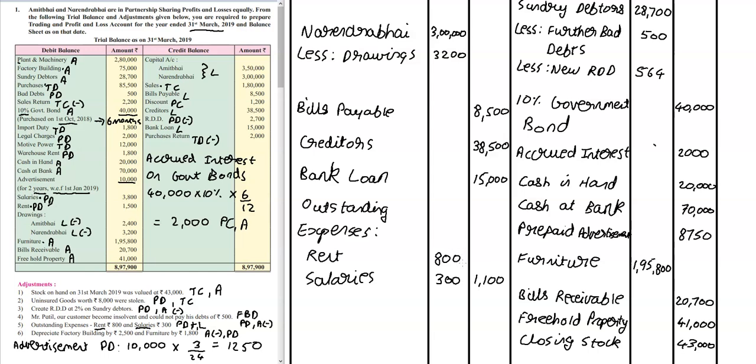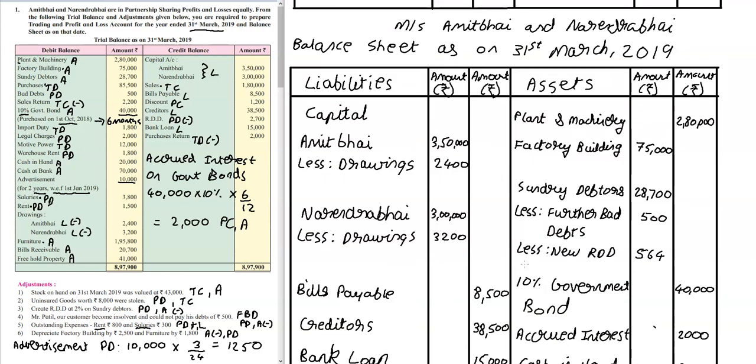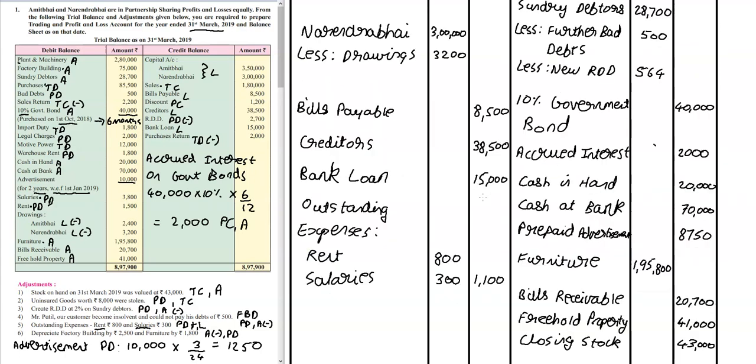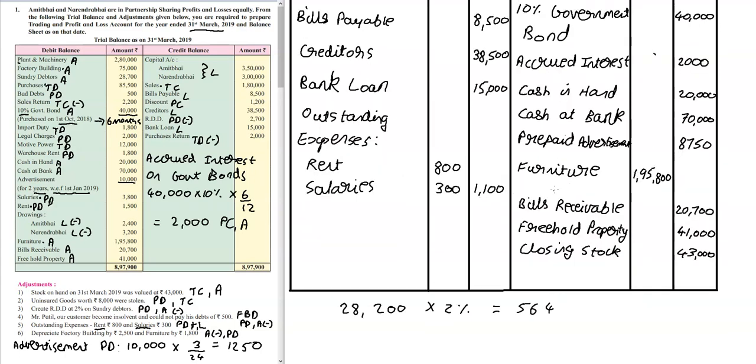We've been asked to depreciate factory building by 2,500. So factory building is here, and we will say less depreciation. So depreciation for factory building is 2,500, and depreciation for furniture is 1,800.